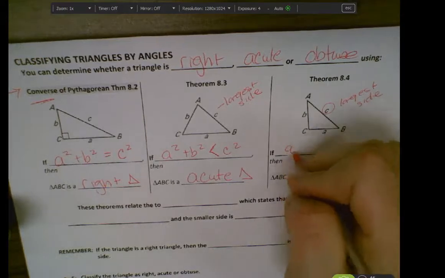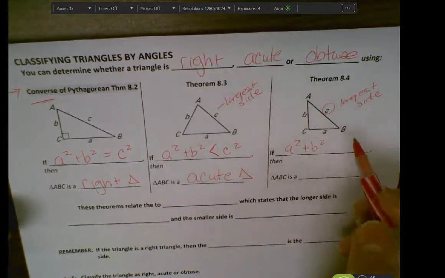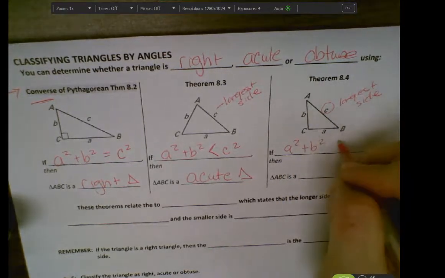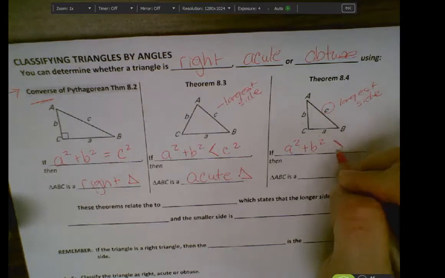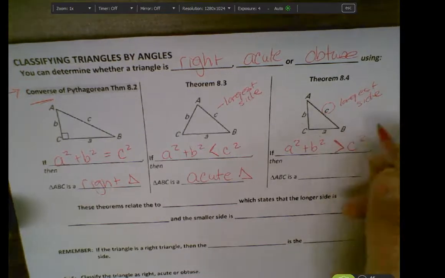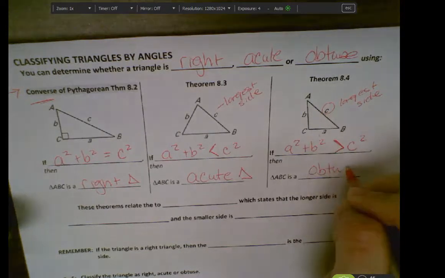If a squared plus b squared, if the two smaller legs added together are greater than c squared, then we have an obtuse triangle.